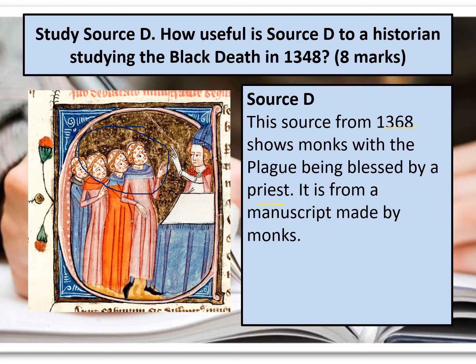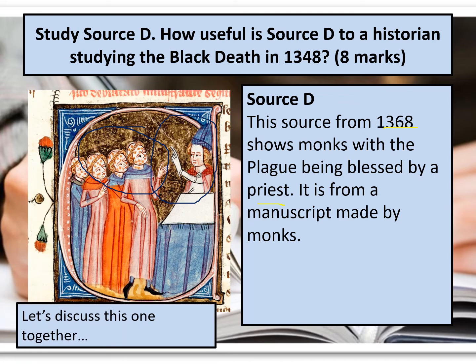We can clearly see that these monks have been affected by the bubonic plague. We could even talk about things like the importance of religion, the fact that we can see here that a priest is blessing these monks. Now, we don't want to just talk about what we see, because that's not going to show very high level thinking. We need to blend it with some own knowledge. So we might be talking about the importance of religion. We might talk about the fact that actually priests did bless people, because remember, they felt that the Black Death was caused by God being very upset with people for their sins.